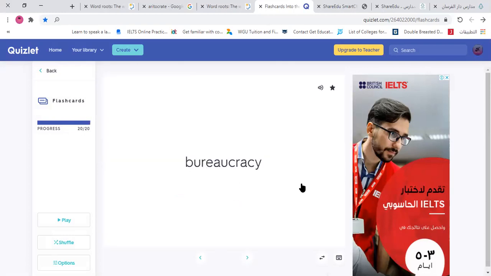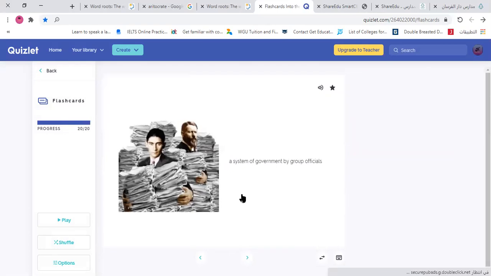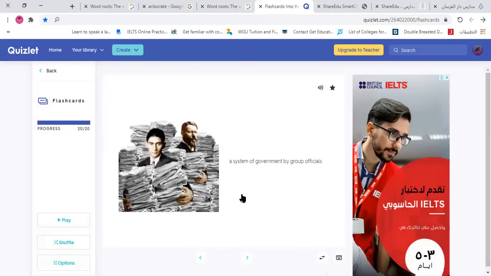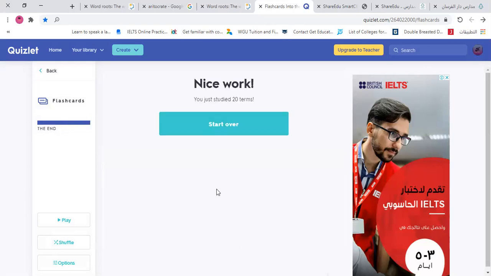Then we have bureaucracy. Bureaucracy, it means what? A system of government by a group of officials. Bureaucratia, we call it in Arabic. In English, it's called bureaucracy. Bureaucracy means a government that is systemed by a group of people who are officials, yani they are from the army. We call it bureaucracy.